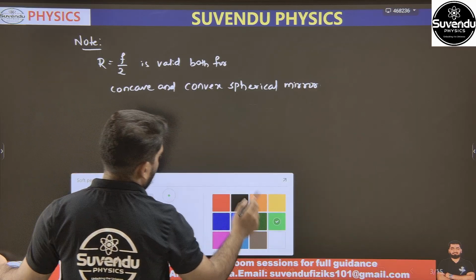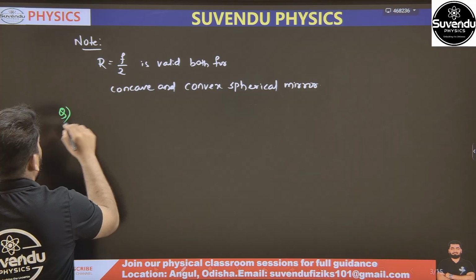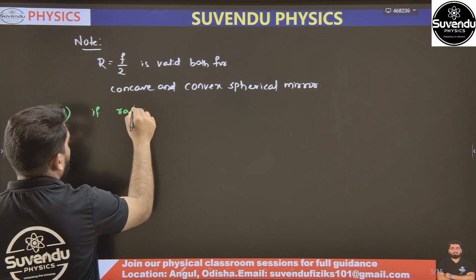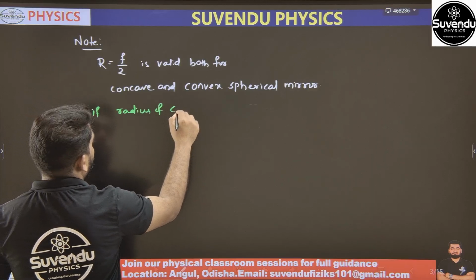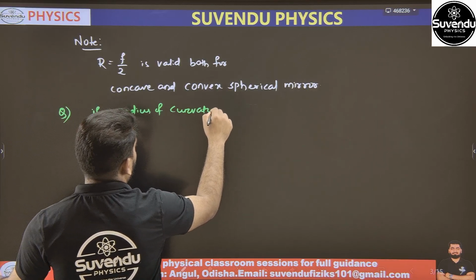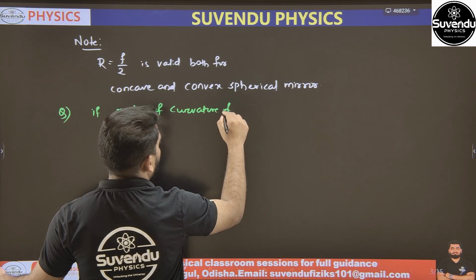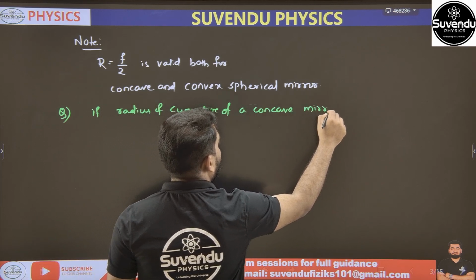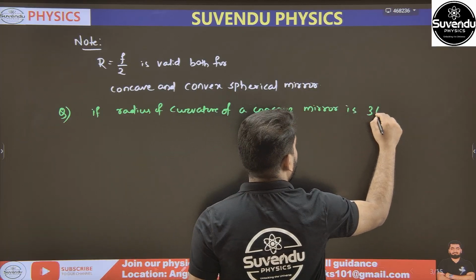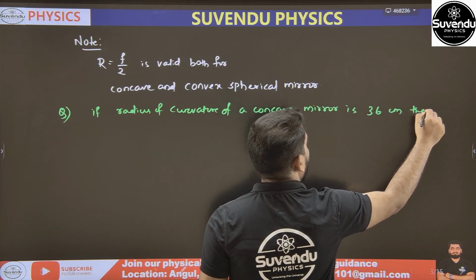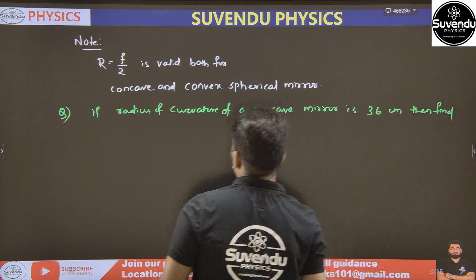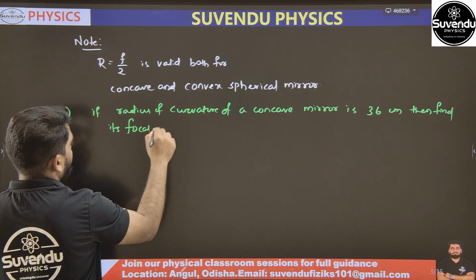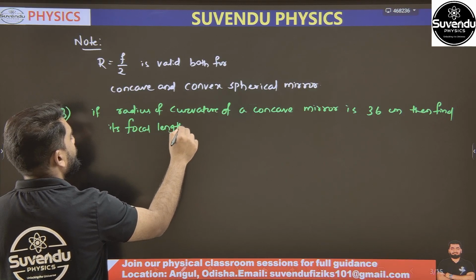इसके बाद देखो एक छोटा सा क्वेश्चन दिया है. Suppose, क्वेश्चन क्या है? If radius of curvature of a concave mirror is 36 centimeter, then find its focal length. Suppose this is your mentioned question.